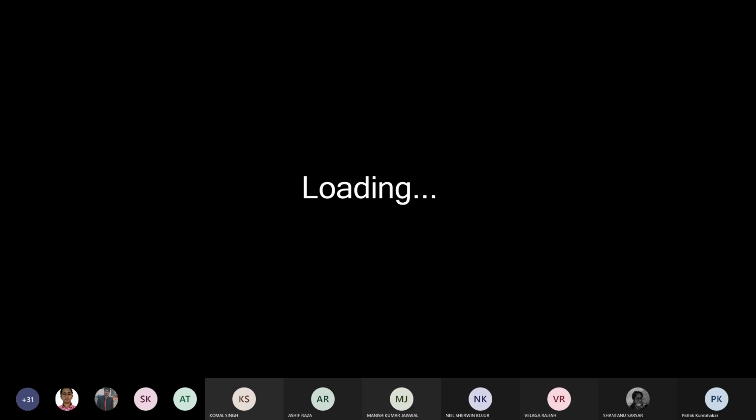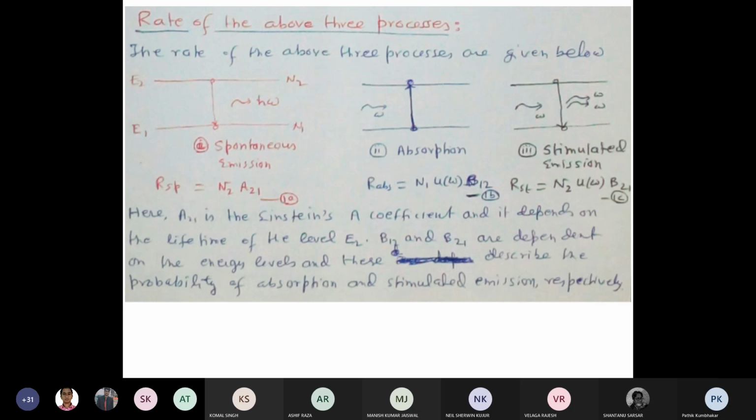can be calculated, can be written down. There are three processes. So there are three transition processes that take place. Now we can calculate the rate of this process.